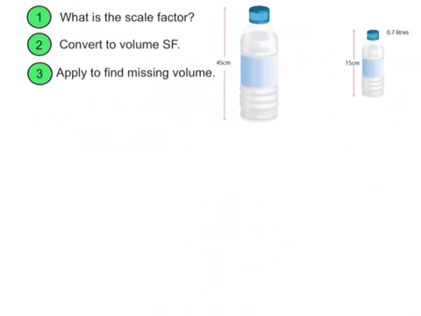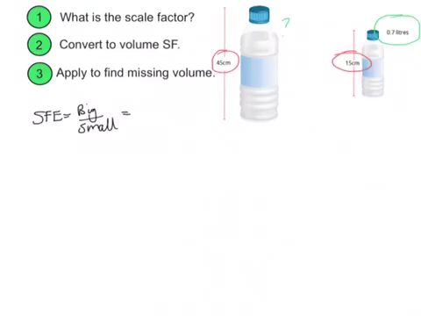Okay, so this time we've got a volume example. So we've got two similar objects and we've got the length of 45 centimetres on the bigger one and a length of 15 centimetres on the smaller one. We know the volume of the smaller one is 0.7 litres and we're going to be trying to find the volume of the larger object. So we don't know the larger one, so we're doing an enlargement. So scale factor of enlargement, big divided by small, just as we've done tons of times before now.